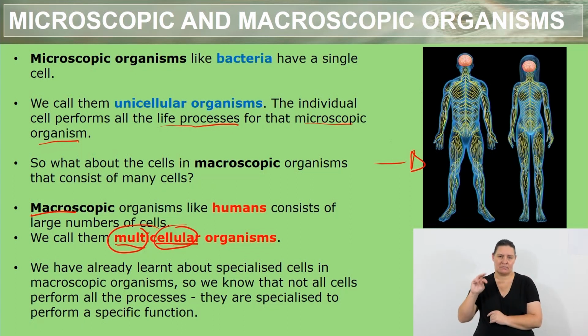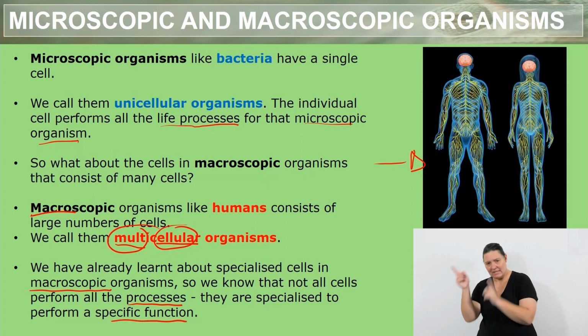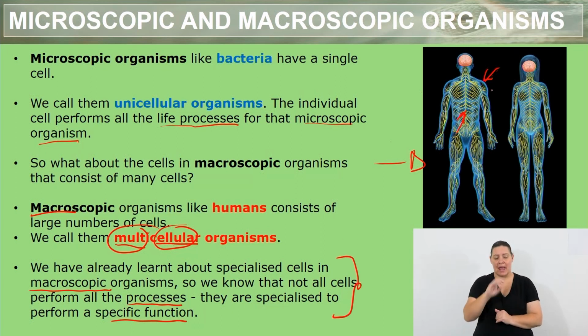We have already learned about specialized cells in macroscopic organisms. We know that not all cells perform all processes or functions. They are specialized to perform a specific function. For example, a skin is made up of epithelial cells, and the nerves, which is the yellow lines here, are made up of nerve cells. So what we mean in this point is that the epithelial cells in the skin cannot exchange roles with the nerve cells. Now we are going to move on to the last part of our lesson, which is our stem cells.